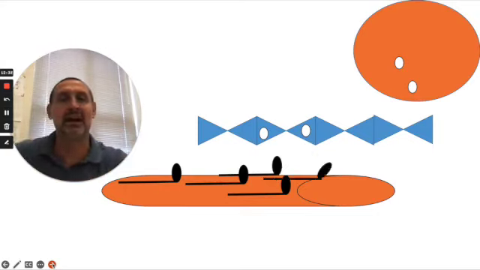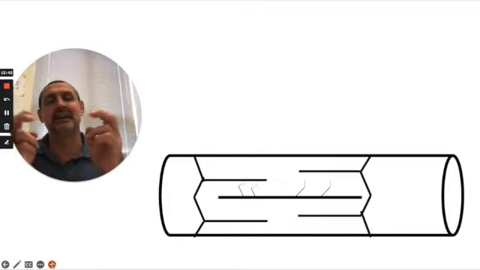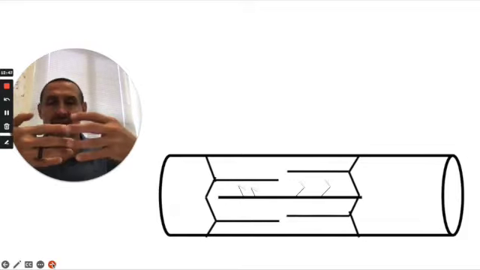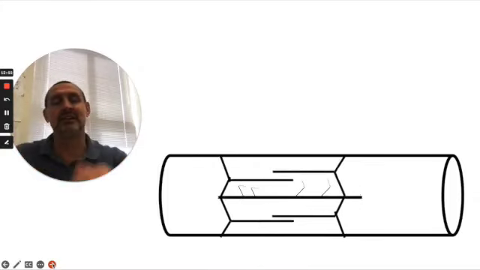The actin slides back to where it was, and it looks something like this as the actin and myosin kind of ratchet the sarcomere to get shorter. And then when it detaches and relaxes, the muscle can extend again.